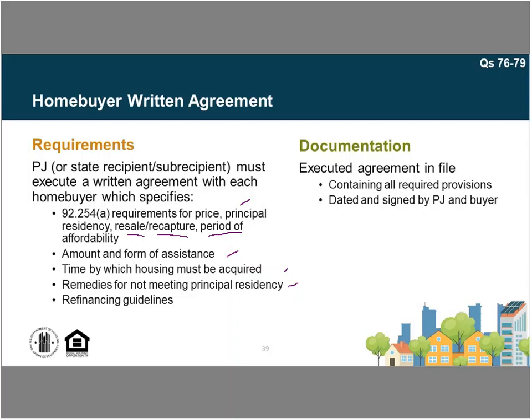So you would work this out with your Office of General Counsel, and you want to make sure that whatever happens if they're not living there anymore as a principal residency would be triggered. So these, again, would be triggered by the resale or recapture provision. So you need to make sure you're following what those are as well. And then any refinancing guidelines. We want to make sure that they're following our responsible lending policy as well.